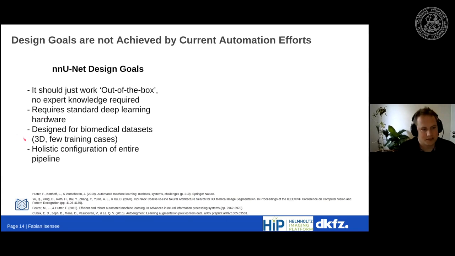It needs to be designed for the problems it's supposed to tackle. So biomedical data sets, with a particular focus on 3D, but you can, of course, also apply it to 2D data. And we often have relatively few training cases. And one important aspect is that it needs to be holistic, meaning we want an entire pipeline and not just one specific part of the pipeline, for example, the network architecture. What we really want is everything from start to finish.